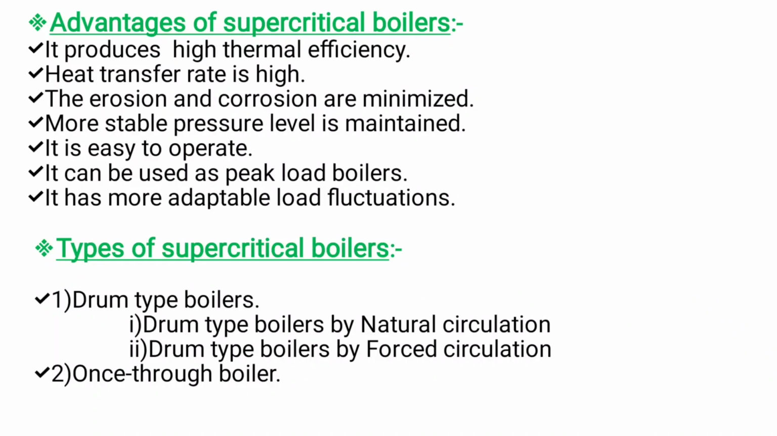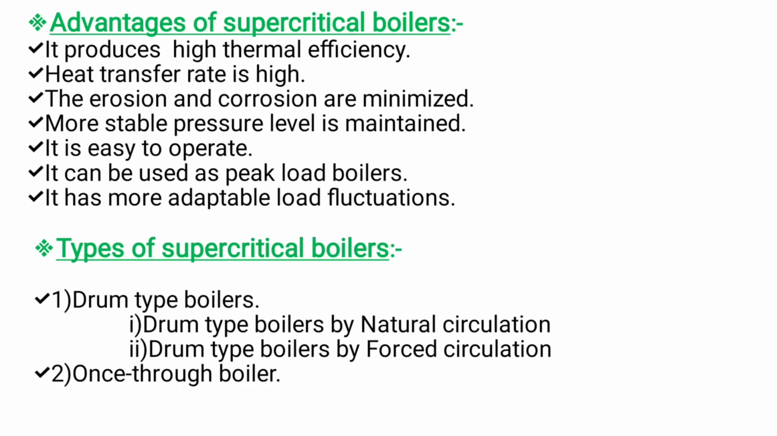Advantages of supercritical. It produces a high thermal efficiency. Heat transfer rate is high. The erosion and corrosion are minimized. It is easy to operate. It can be used for peak load boilers. There are two types of supercritical boilers. First one is the drum type boiler and second one is the once through boiler.